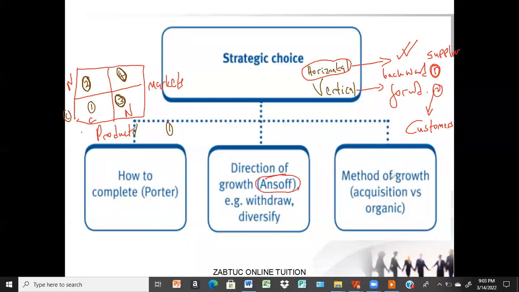Then from there, we've got the method of growth. How do you grow your organization? And this starts by comparing organic growth and acquisitions. Well, in terms of growth, a company can choose to grow organically, isn't it? Using your own resources and starting to build slowly.